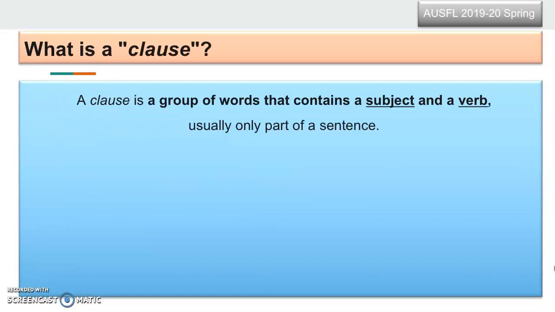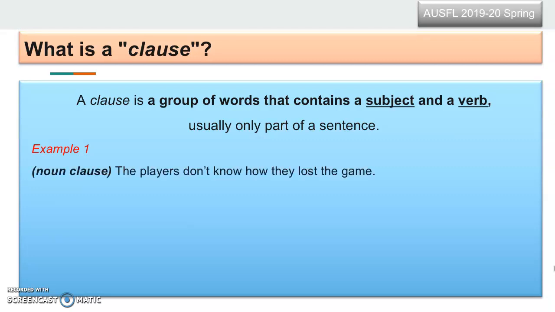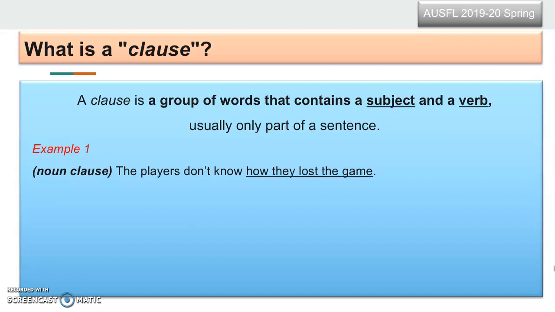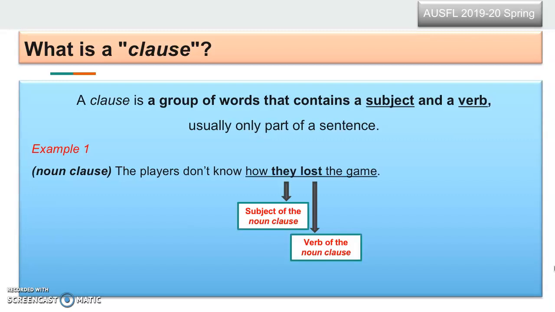First of all, it's important to understand what we mean by a clause. A clause is a group of words that contains a subject and a verb, and it is usually part of a sentence. Let's see an example. You have already studied noun clauses, so this sentence will be familiar to you. The players don't know how they lost the game. In this sentence, how they lost the game is the noun clause, and it has a subject and a verb within itself.